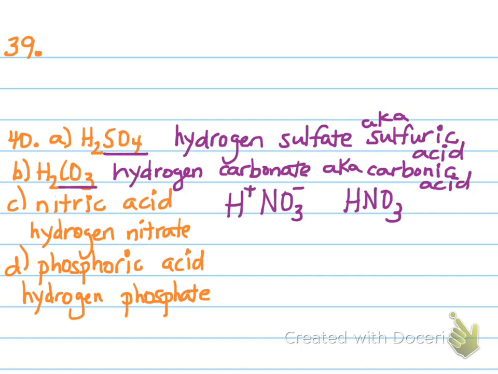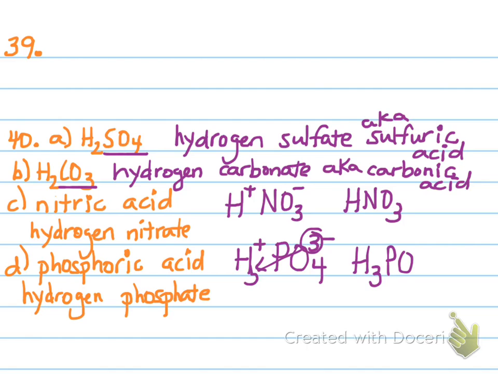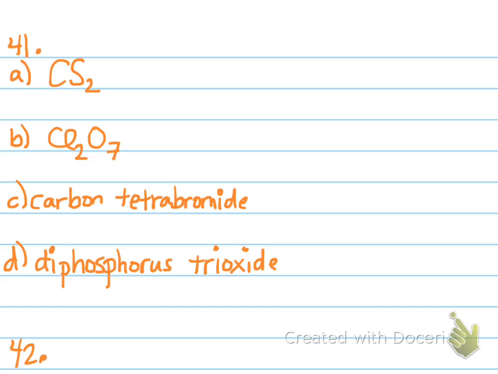Phosphoric acid, I would call it hydrogen phosphate. So my symbol for hydrogen is H with a +1. Phosphate you have memorized as PO4 with a -3 charge. I crisscross down. And my formula is H3PO4.